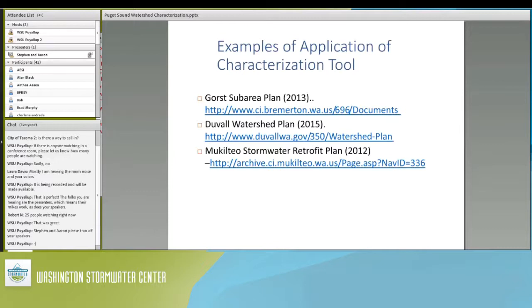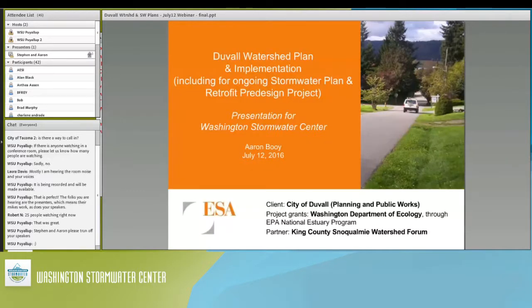So I provided 3 links for examples of application of the characterization tool: the Gorse subarea plan, which is the oldest, but also the Duval and Mukilteo. And Aaron Booy is now going to take over. This is Aaron Booy with ESA.